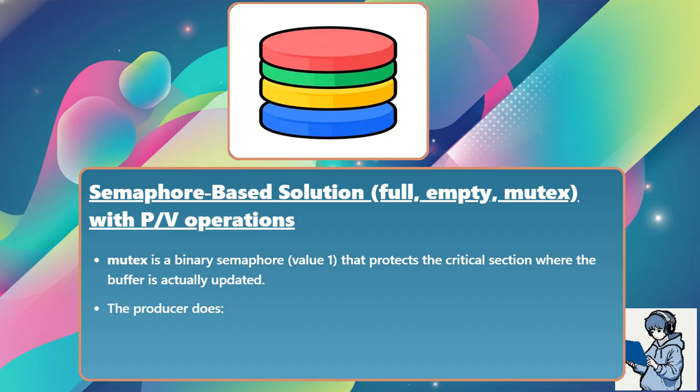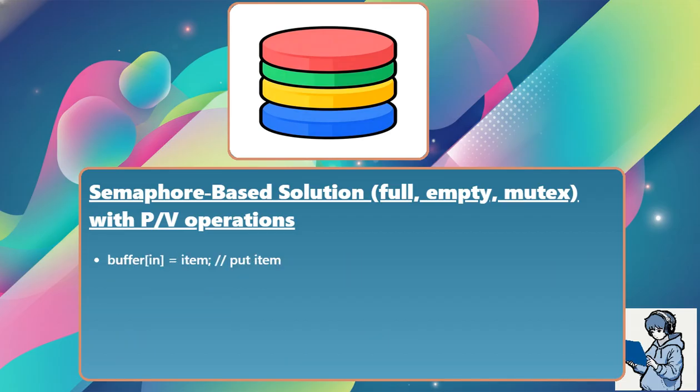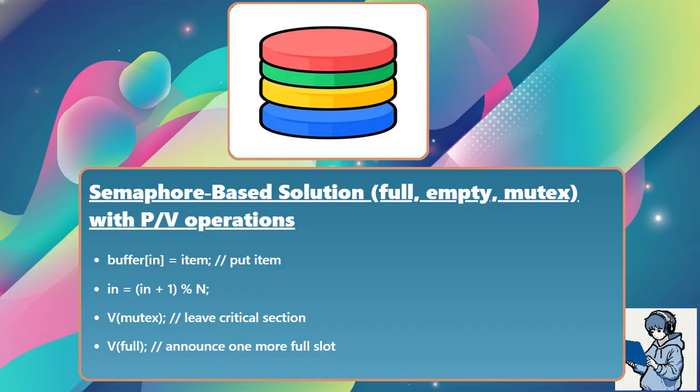The producer does P(empty): take a token that says there is space. P(mutex): enter critical section. buffer[in] = item: put item. in = (in + 1) modulo n. V(mutex): leave critical section. V(full): announce one more full slot.